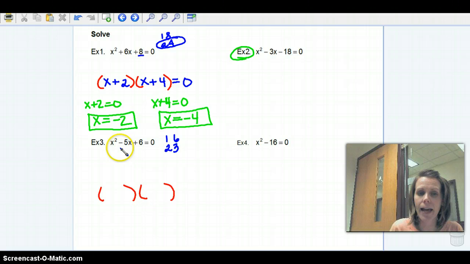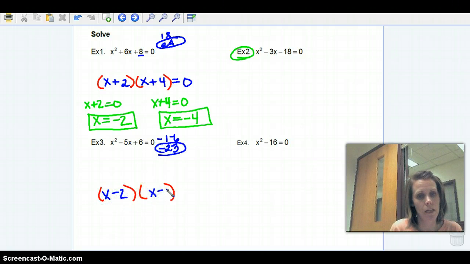But we need it to add to be a negative. So the only way to multiply to be 6 and add to be negative 5 would be to make both of those factors negative. So which one of those would add to be negative 5? It's going to be negative 2 and negative 3. So I'm going to have x minus 2 and x minus 3.